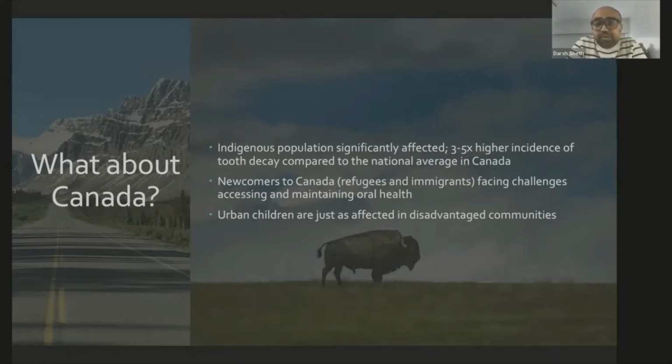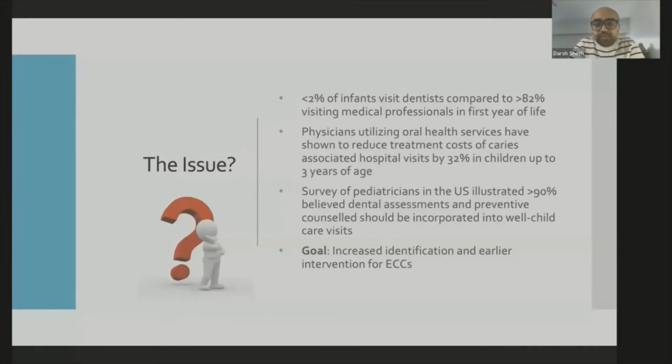So although Indigenous populations are significantly affected, we are also seeing a disproportionate amount of urban children being affected in communities in urban centers in Canada. One of the primary issues that I was able to identify was that less than 2% of infants visit dentists in their first year of life, compared to greater than 82% visiting medical professionals such as physicians or nurse practitioners or physician assistants. That's a huge gap in the system that we see.